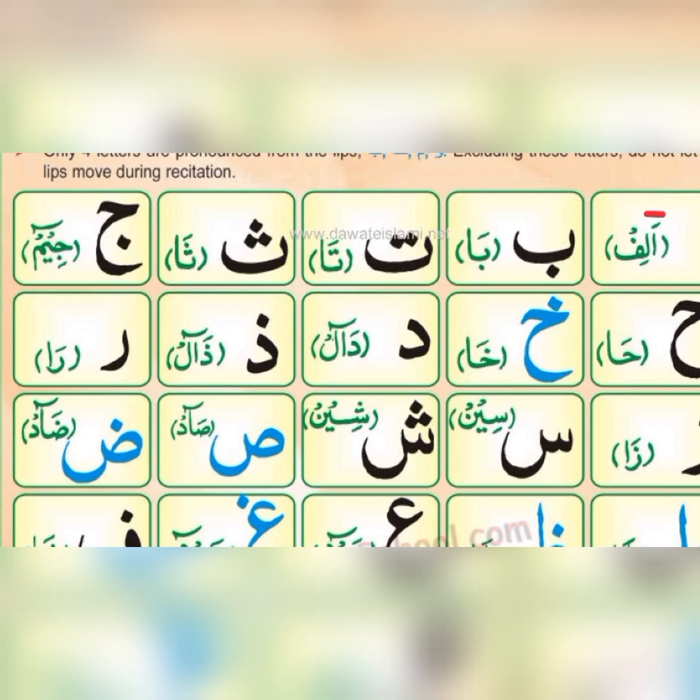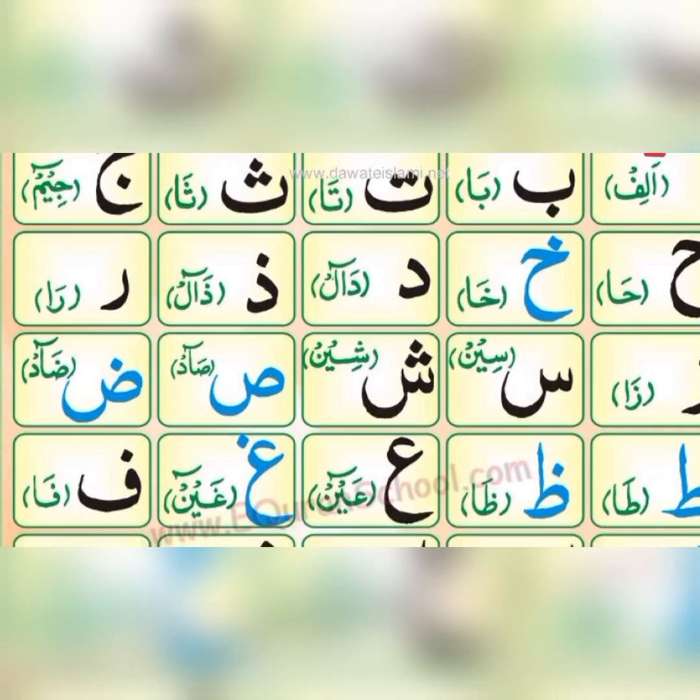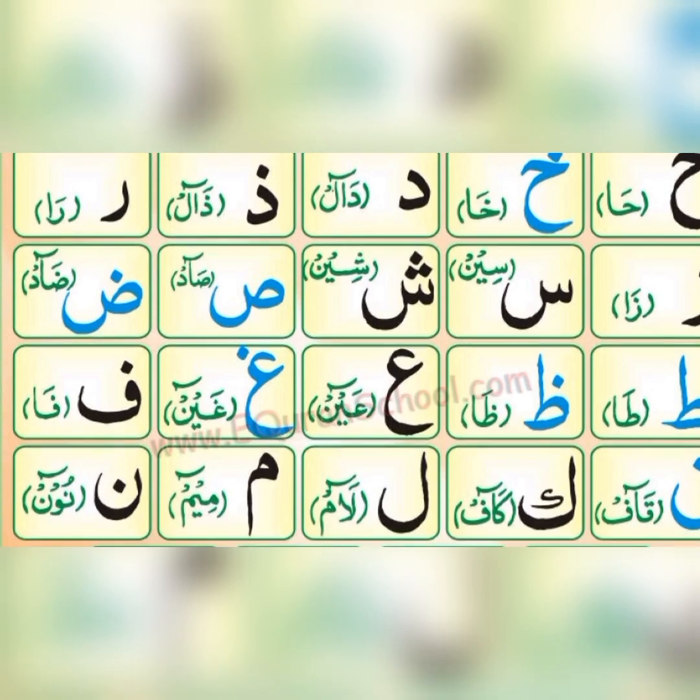You are looking that this letter is in sky blue color, and similarly sad, dad, ta, za, ghain, and qaf, these 7 letters in front of you are in sky blue color. The sky blue color indicates that these 7 letters are letters of isti'la, the mustaliya letters.